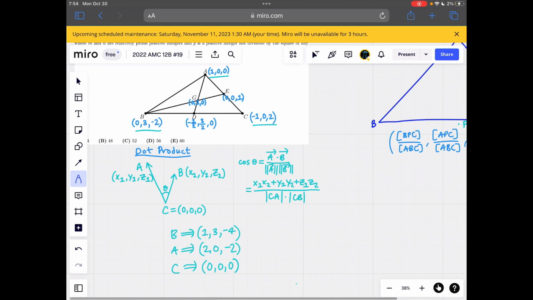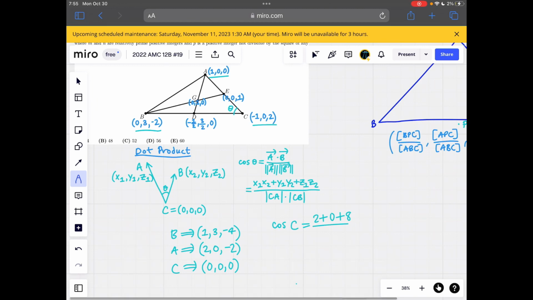If we want to find the cosine of angle C, then we have cosine theta equals the product of vectors A and B over the product of the magnitudes of A and B. We find that cosine C is just equal to x1 x2 plus y1 y2 plus z1 z2. So that's just 1 times 2 plus 3 times 0 plus negative 4 times negative 2, which is just 2 plus 0 plus 8 in this case, and that's equal to 10.